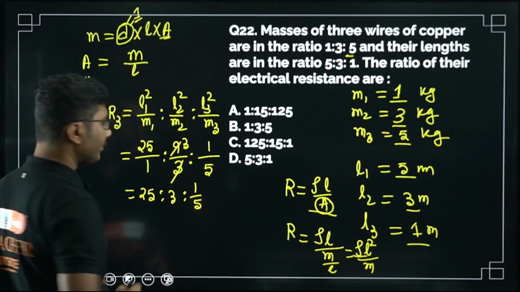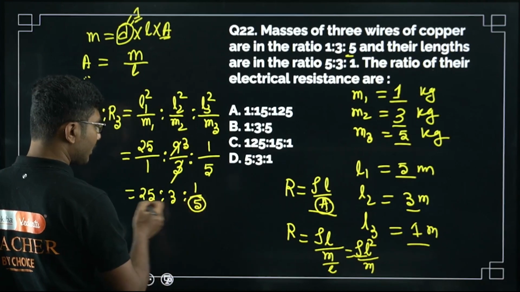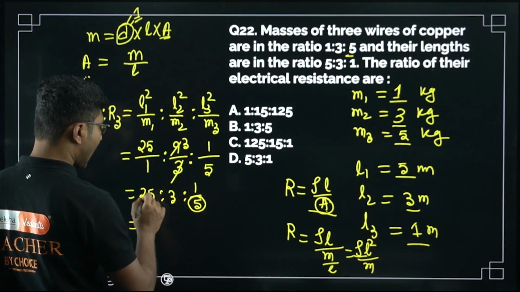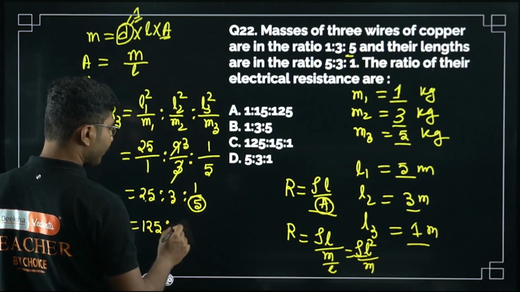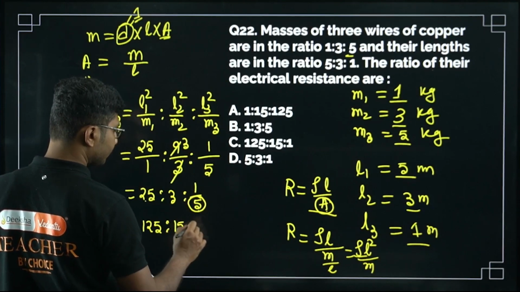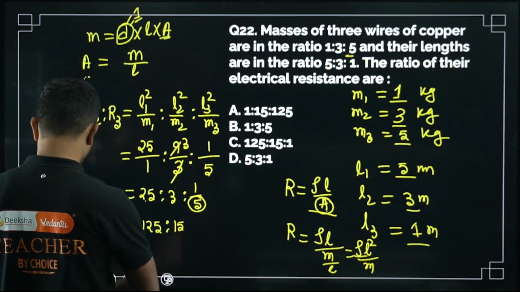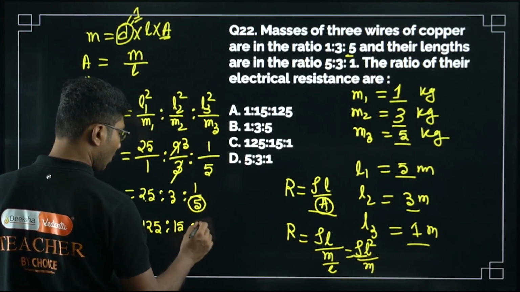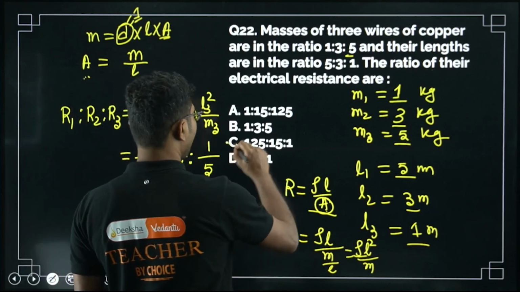Now that is not the way to write a ratio. So what you have to do is multiply 5 to all the terms. So 5 times 25 is 125 is to 3 times 5 is 15, is to 5 times 1 by 5 is 1. So this is the answer: 125 is to 15 is to 1.